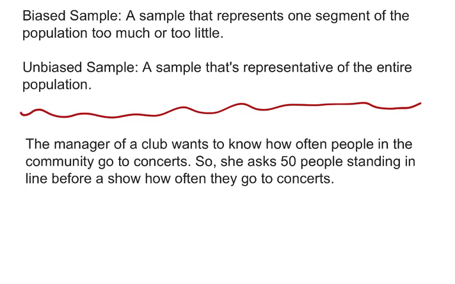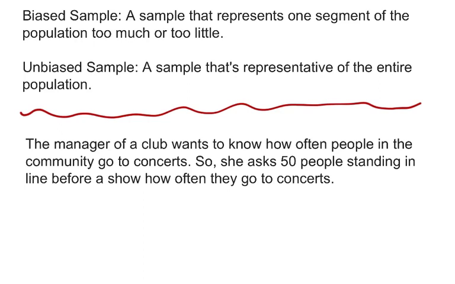Now, is it biased? It is, because the people that she's asking are people who are already going to a show. That represents concert goers much more than people who don't go to concerts. So that's the bias that is there. How could you make it unbiased?